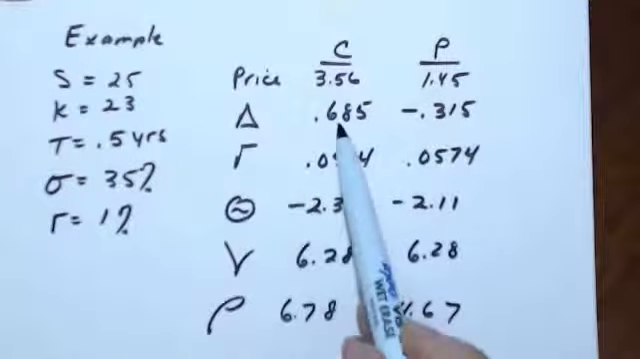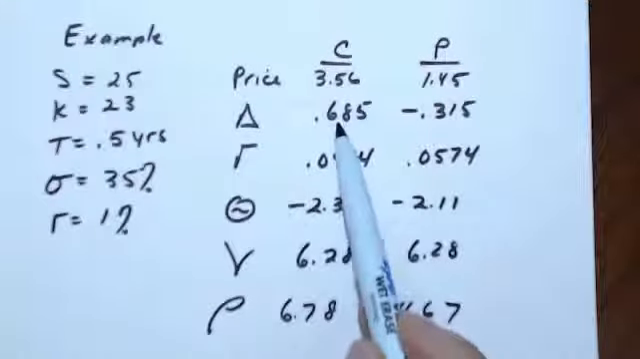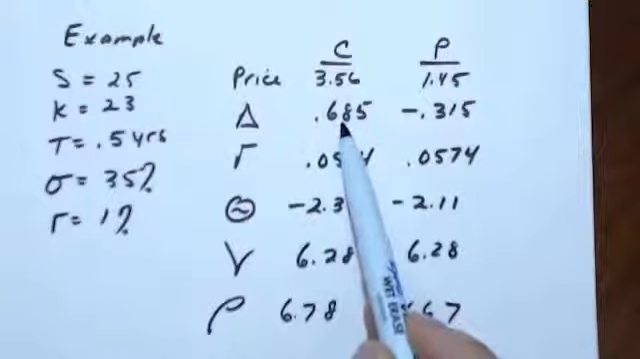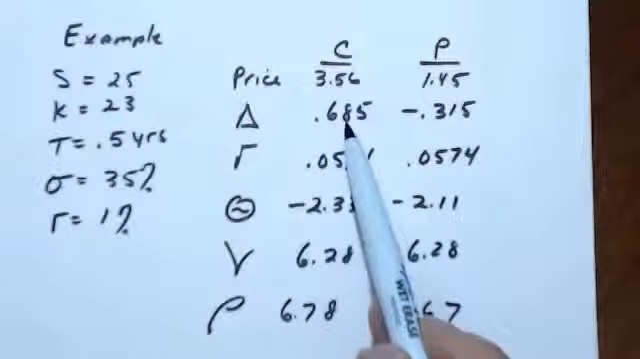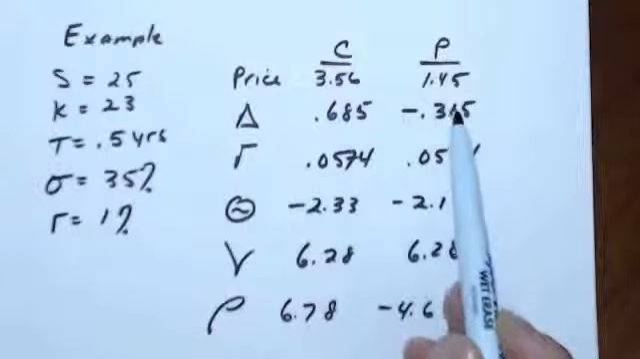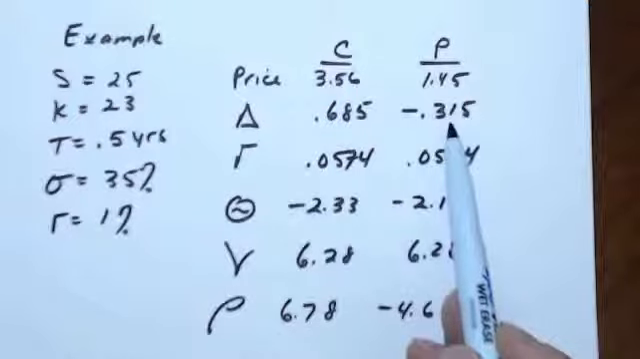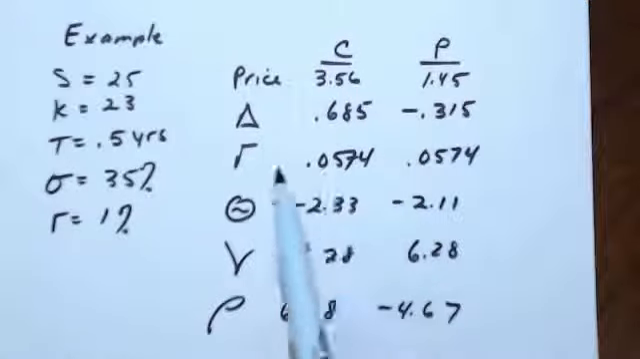The first one is delta. You notice the delta is positive for the call, which makes sense because we know that when the stock goes up, the call goes up in value. Also, with a put, it's negative because when a stock goes up, the put goes down in value.